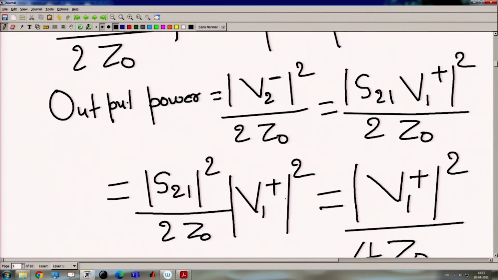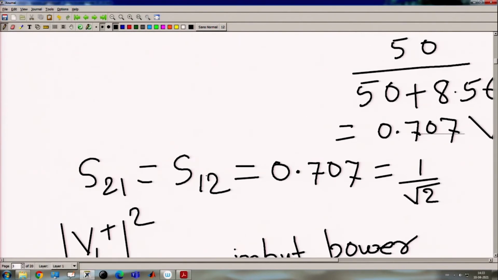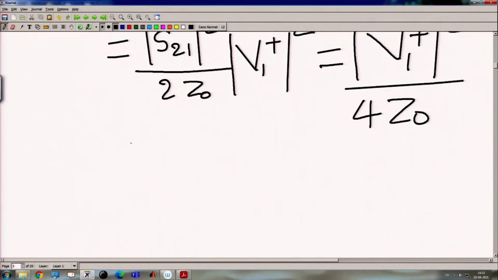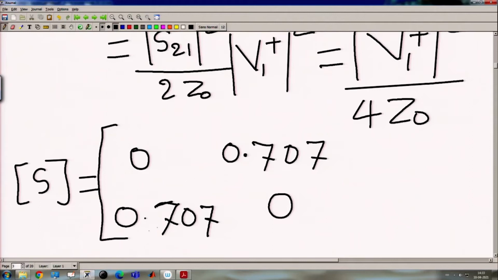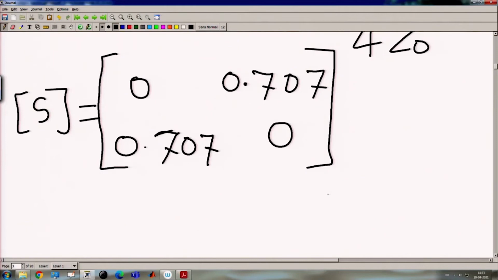So, we got the solution. S11 will be 0, and we can denote the S parameter like this matrix: S equals 0, 0.707, 0.707, 0. So, this is the final S matrix coefficient, a 2 cross 2 matrix. Now, we can go to the second problem.